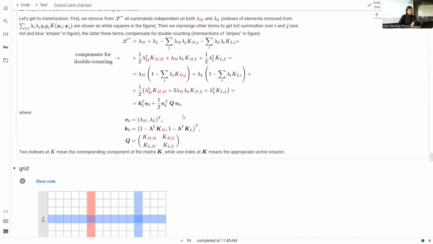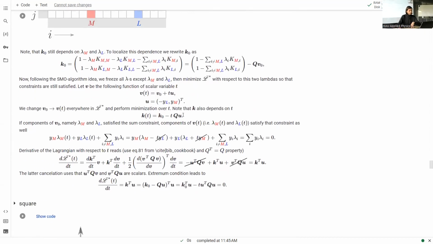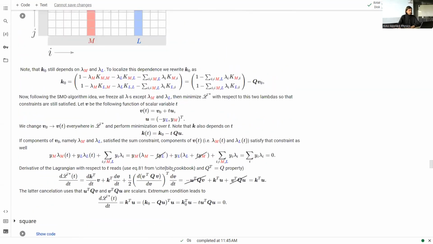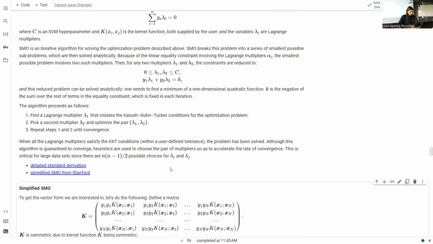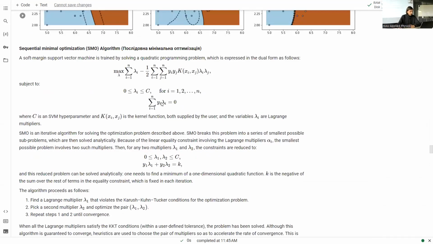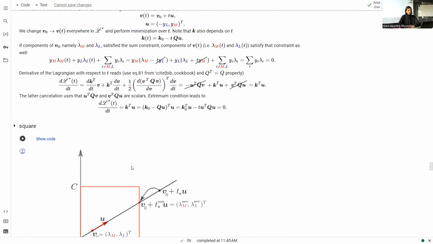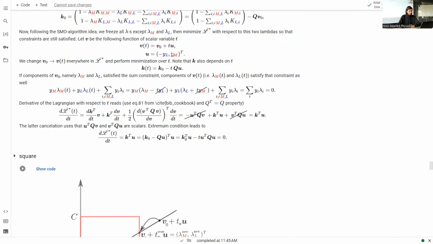If I write it in this form, I can perform minimization with respect to these parameters when they are restricted to this line. All points lying on this line do not violate the condition that the sum of y_i lambda_i is equal to 0. I take the minimum, just plain old calculus 1 style.